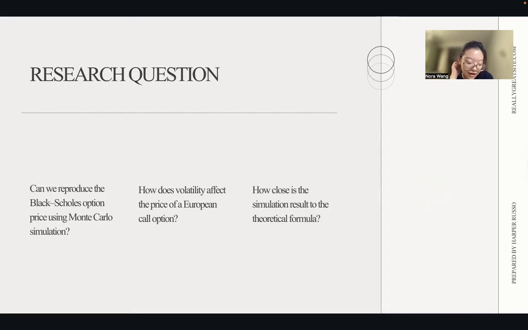In this project, I focus on three questions. First, can we reproduce the Black-Scholes theoretical price using Monte Carlo simulation? Second, how does the volatility affect the price of the European call option? And the last is, how close is the simulation result to the theoretical formula?